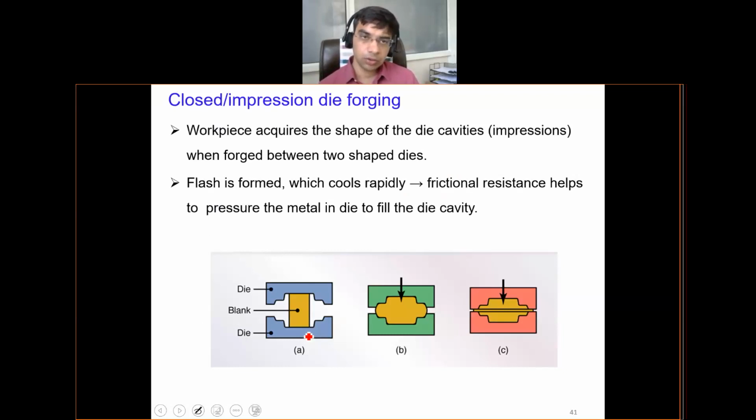Next is closed die or impression die forging. Impression die or closed die, they mean the same. In this case, the process is still the same. You have two dies and you have a workpiece in between. But in this case, instead of a plain die, you have a specific shape being imparted to the die. And upon application of compressive forces, the workpiece will take the shape of this die.